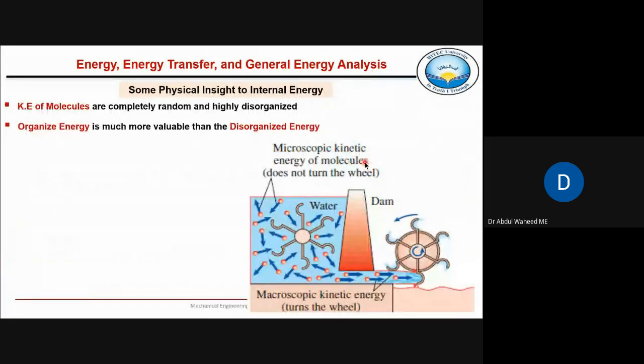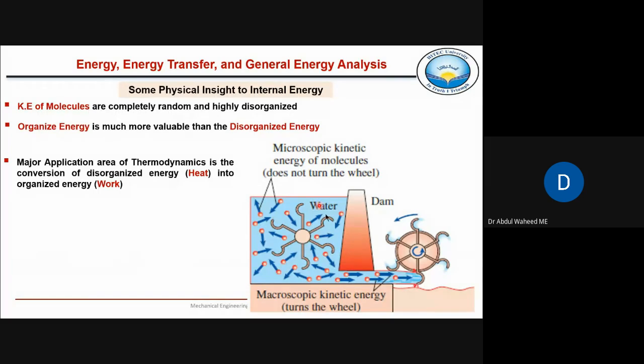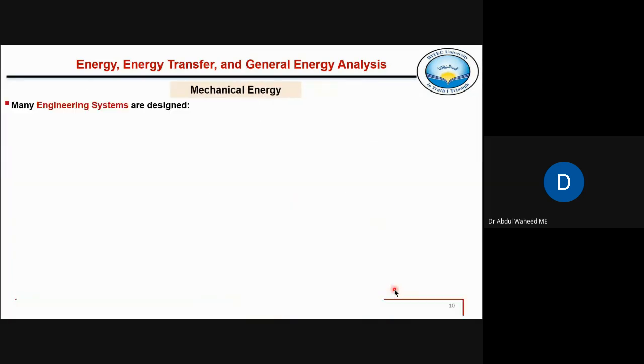So this is the purpose of thermodynamics. What is the purpose? We want to develop systems in which we convert the microscopic level kinetic energy of many molecules into macroscopic kinetic energy of molecules. In other words, we are trying to convert this disorganized form of energy into an organized form of energy. Here you can see all the molecules are moving in one particular direction, so that is the organized form of energy. This disorganized form of energy is actually heat, and this organized form of energy is known as work.